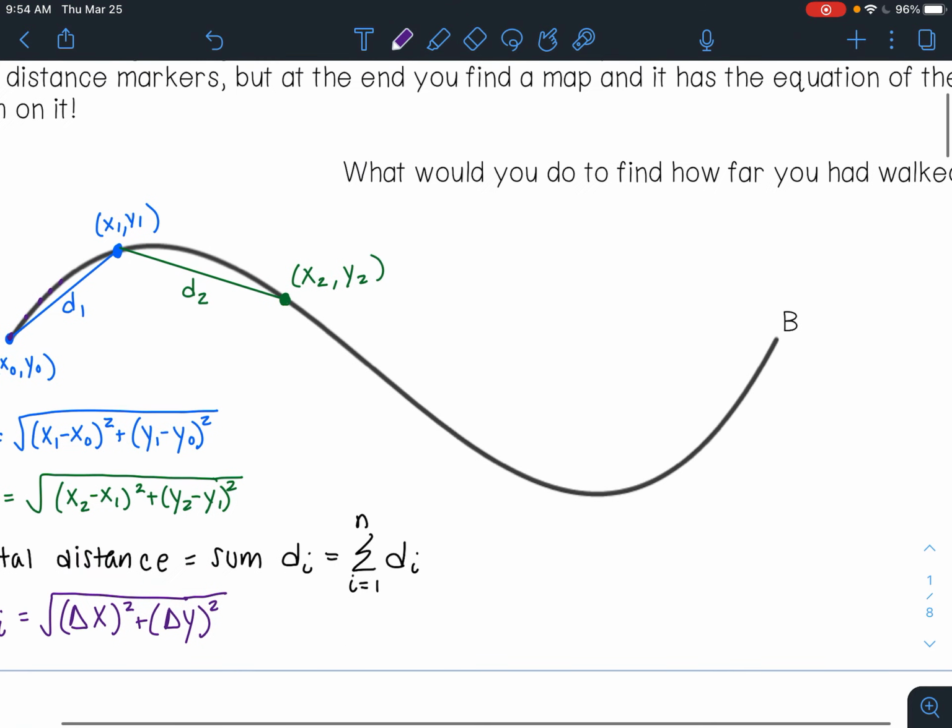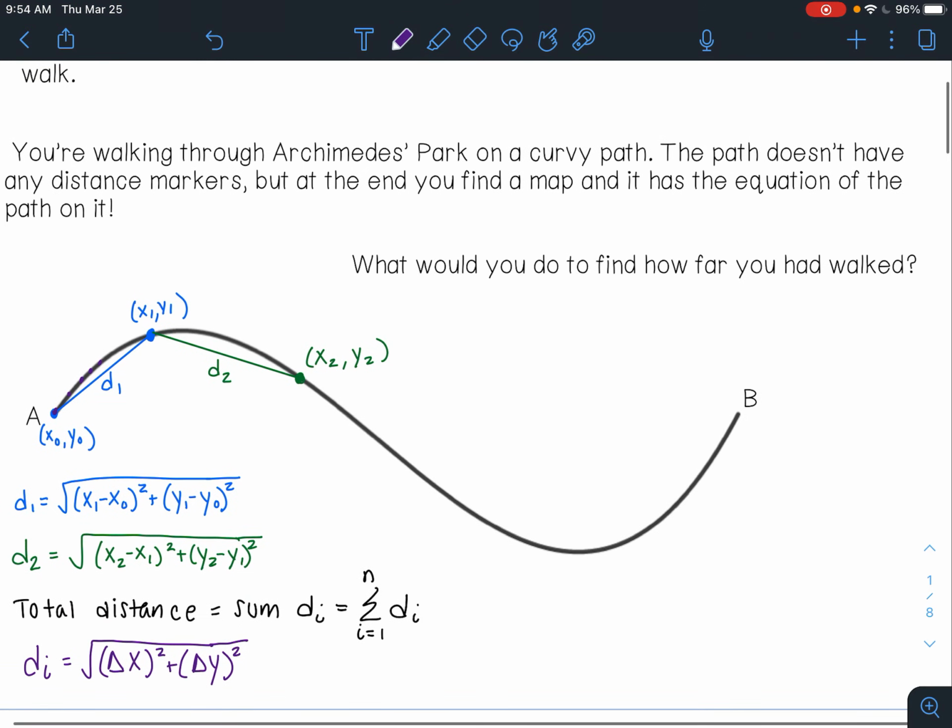I'm not writing this in super formal calculus, but that's fine. So as n goes to infinity, so as the number of these little segments gets bigger and bigger, we can say that the delta x has kind of become a dx and the delta y has kind of become a dy.